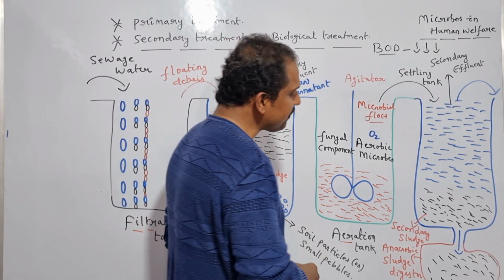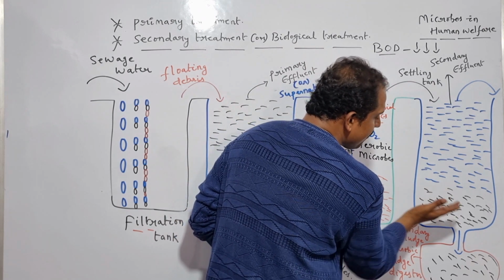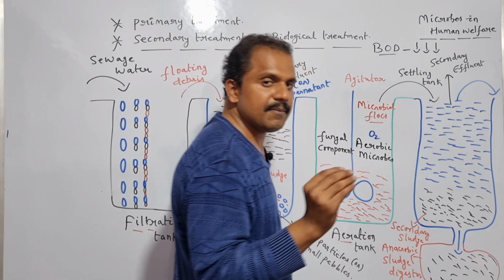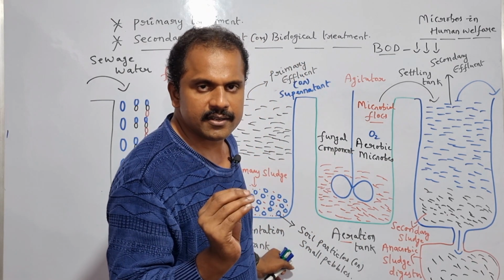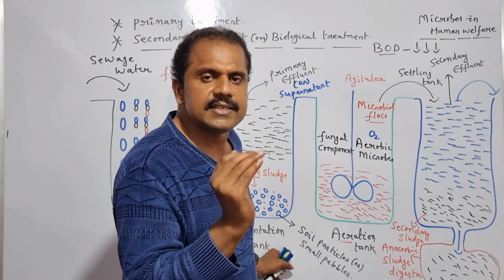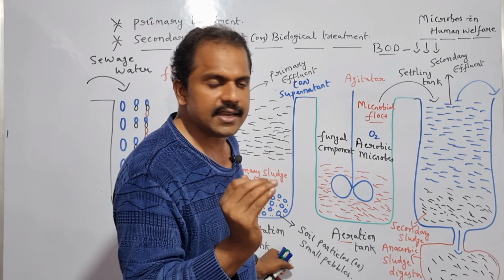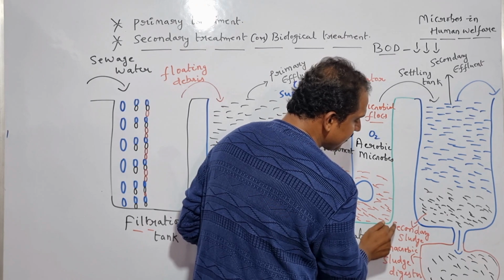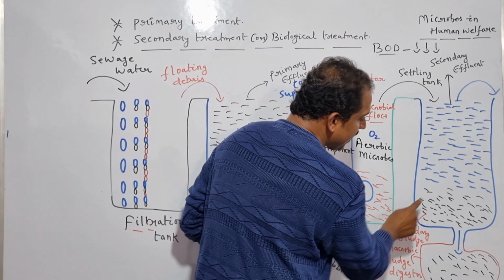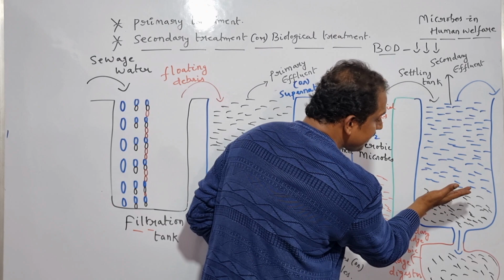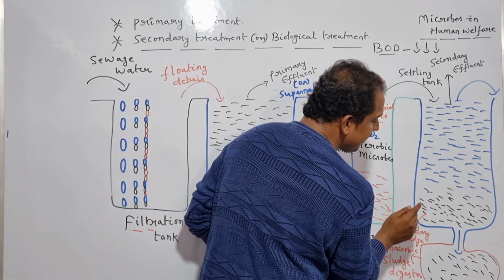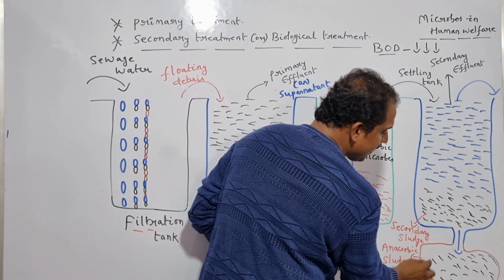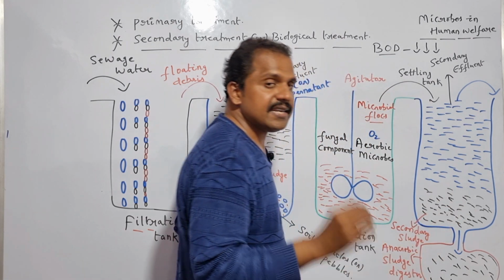And the component which settles at the bottom is termed secondary sludge. The secondary sludge is nothing but oxidized organic matter. The organic matter which is oxidized in the aeration tank settles at the bottom in the settling tank, and it is termed secondary activated sludge. Now the secondary activated sludge which settles at the bottom of the settling tank is transferred from the settling tank into a specific device termed the anaerobic sludge digester.